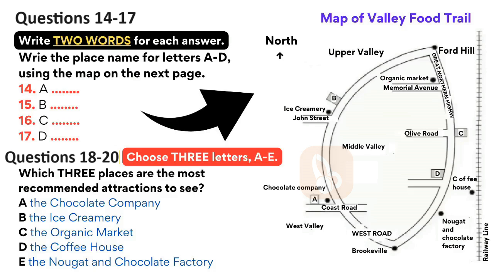Just past the ice cream shop on the corner of John Street is the Fresh Produce shop. A little further north we have reached Ford Hill, where we can start our drive southwards along Great Northern Highway following the railway line.